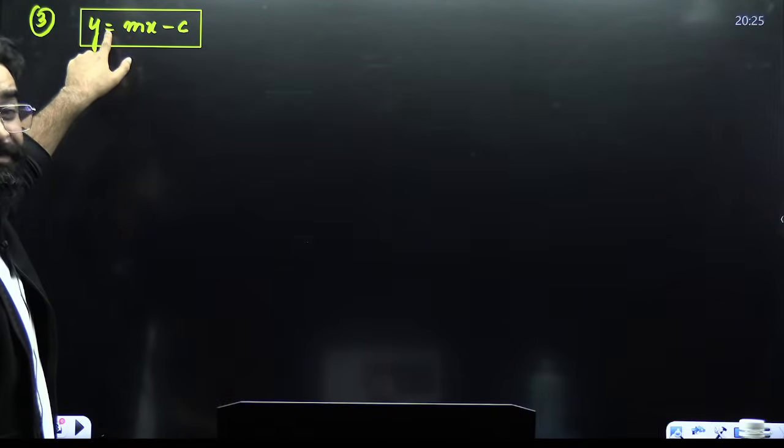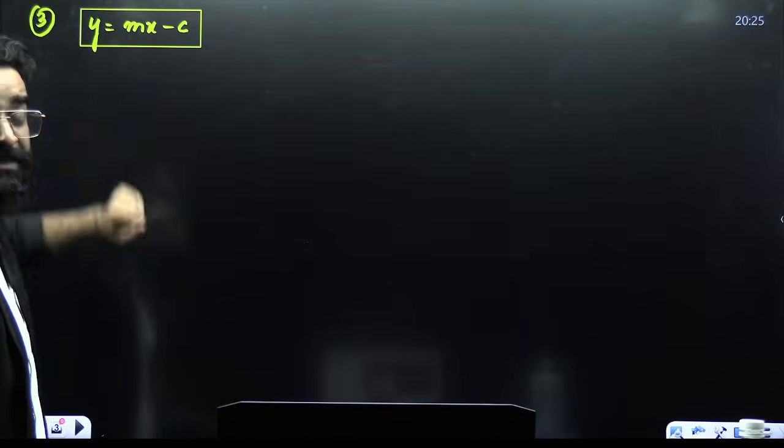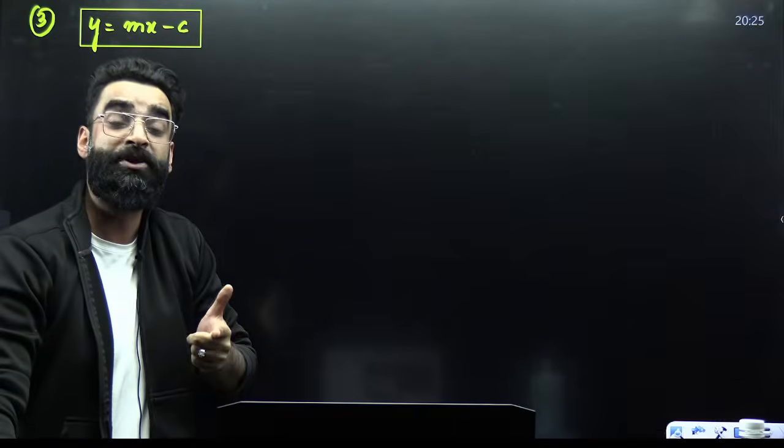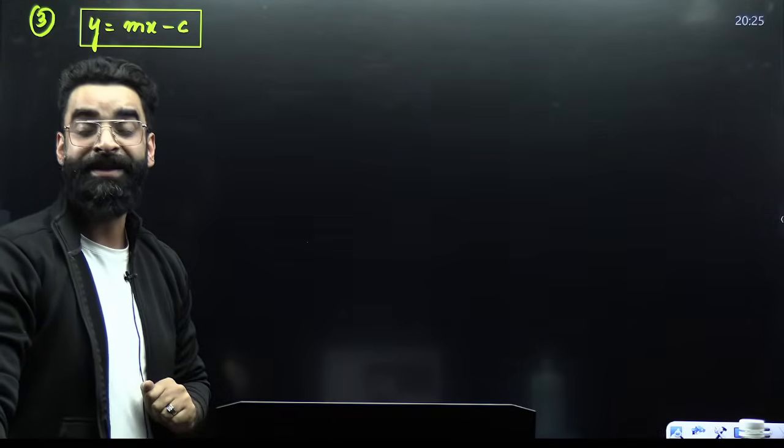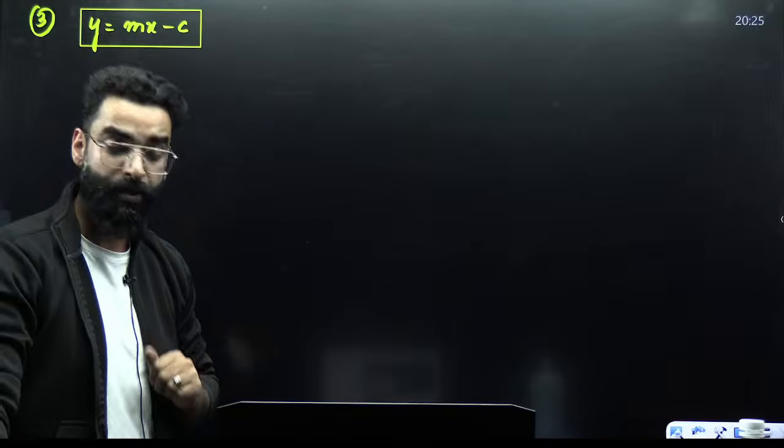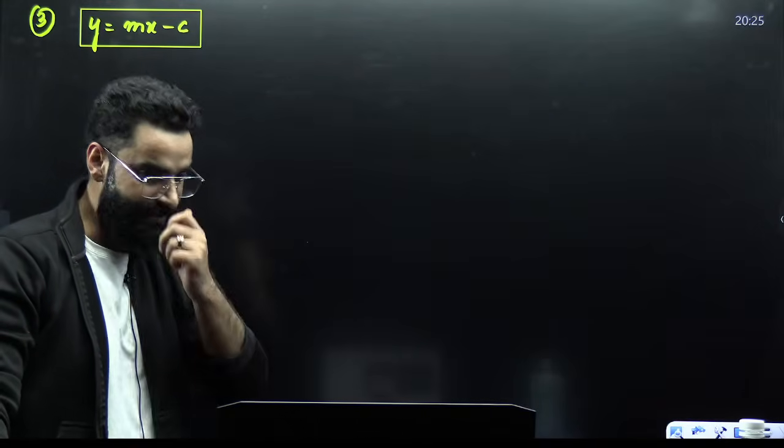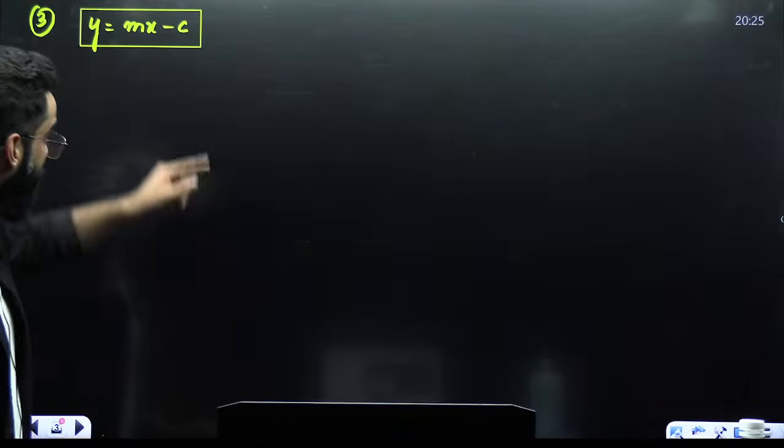It is y is equal to plus mx plus c basically. M is positive means slope is positive. Slope positive means tan theta positive. When is tan theta positive? When theta is acute. Look at the sign of c here.